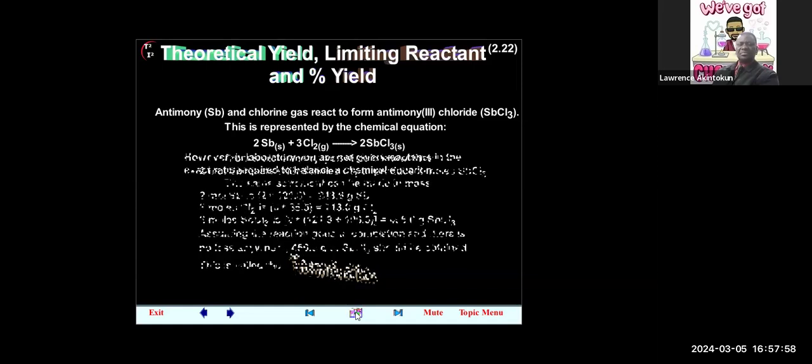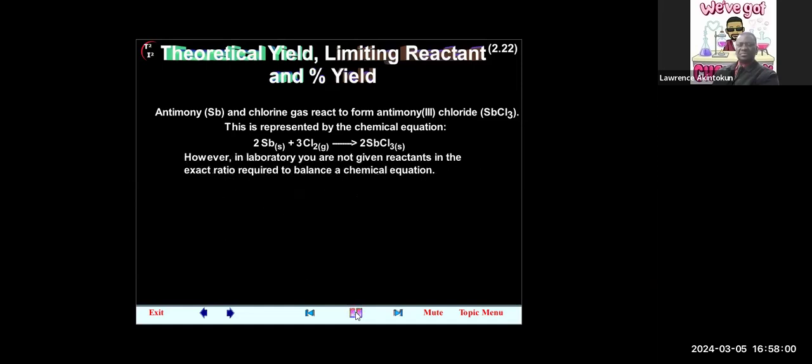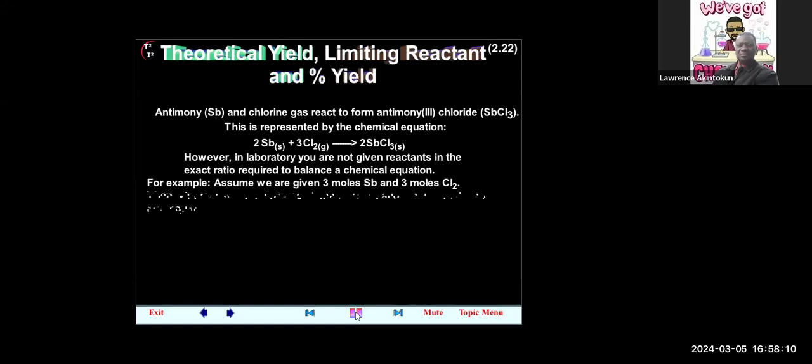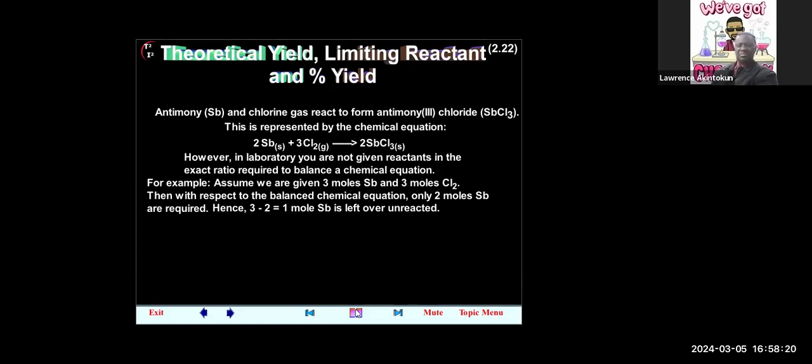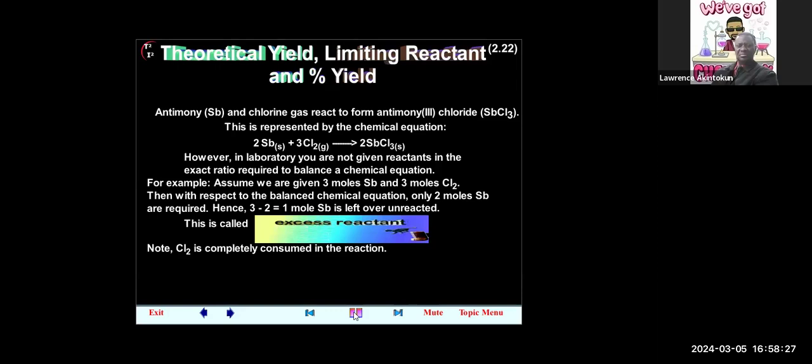However, in the laboratory, you are not given reactants in the exact ratio required to balance a chemical equation. For example, assume we are given 3 moles Sb and 3 moles Cl2. Then, with respect to the balanced chemical equation, only 2 moles Sb are required. Hence, 3 minus 2 equals 1 mole Sb is left over unreacted. This is called excess reactant. Note, Cl2 is completely consumed in the reaction. Here, Cl2 is the limiting reactant.